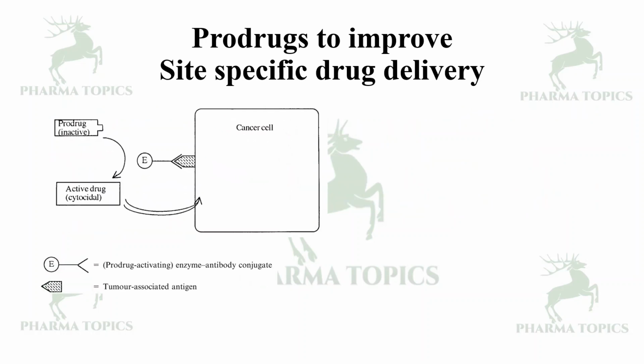So here you can see, this is a cancerous cell. So this is a prodrug strategy which is inactive. It is clubbed with an active drug, and the prodrug is conjugated with the enzyme antibody. It enters into the cell. Then there it gets activated, the prodrug gets removed and it exerts the site-specific drug delivery.